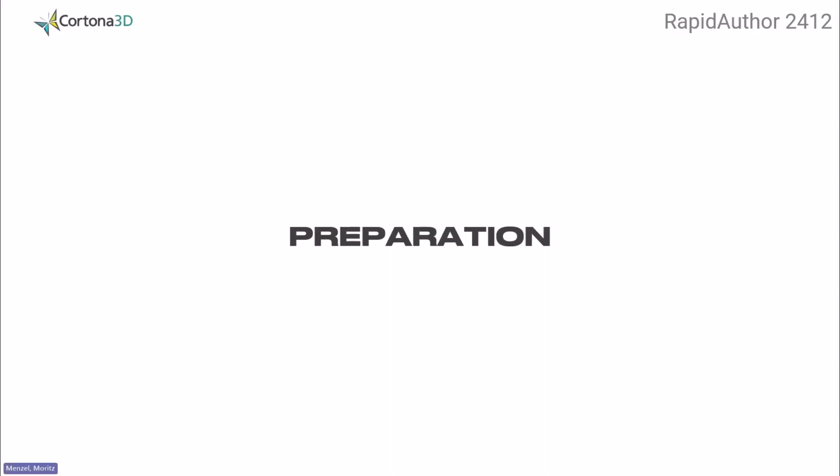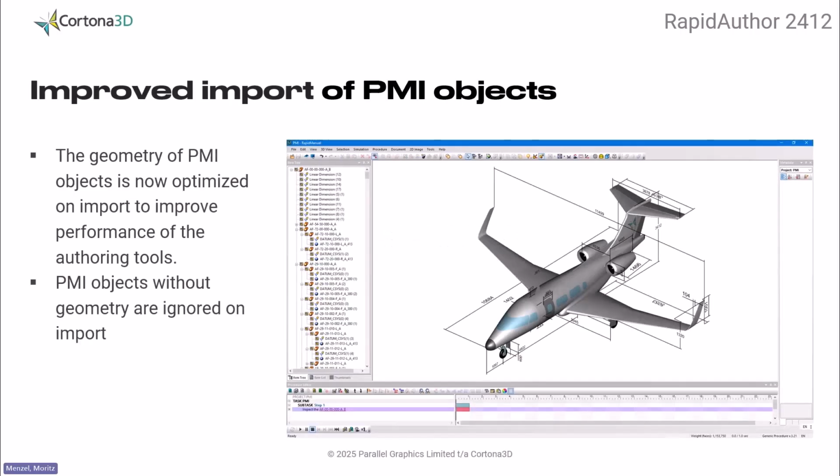Let's start with preparation, specifically with data import. As some of you will know, previously selecting a PMI object in RapidAuthor caused performance slowdown due to the numerous transforms and shapes happening. In this new release, we will help with that through merging algorithms to eliminate redundant points and reduce complexity. Overall performance is significantly improved in this situation, minimizing unnecessary system load. Additionally, PMI objects without geometry are now ignored during loading, ensuring a much smoother workflow.